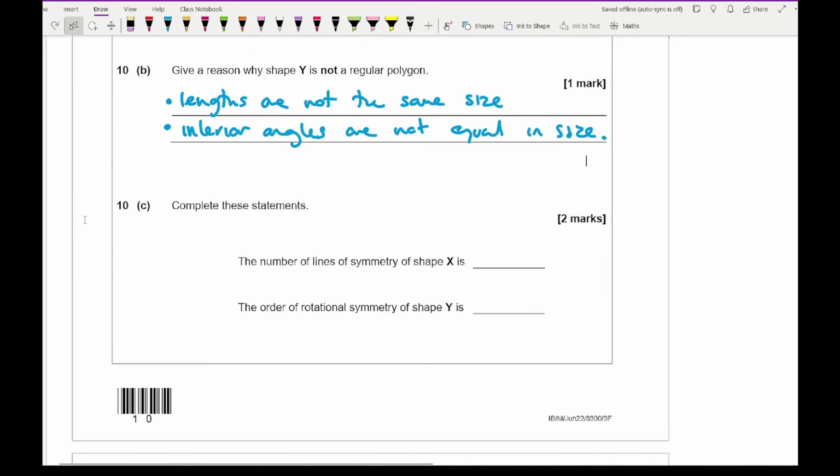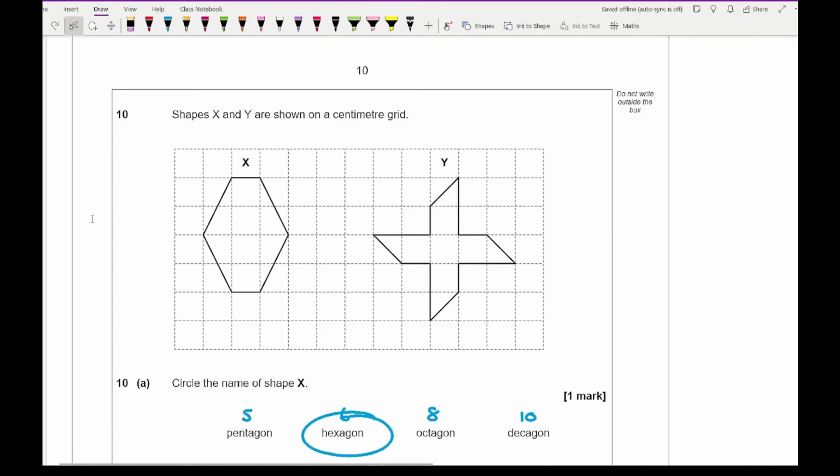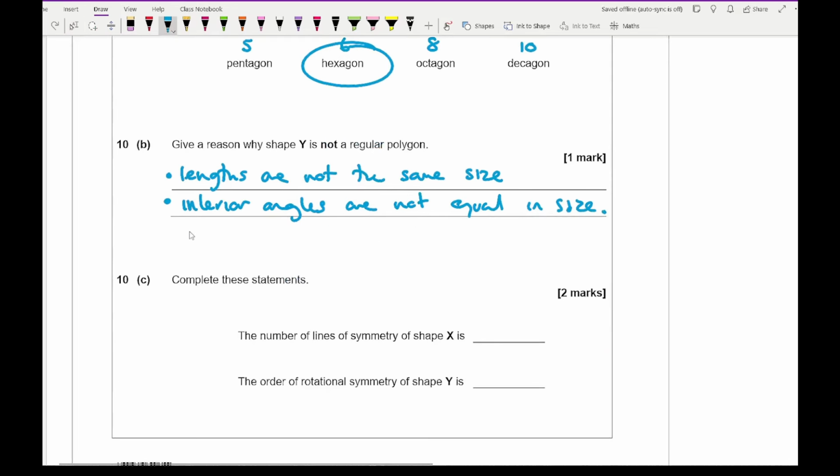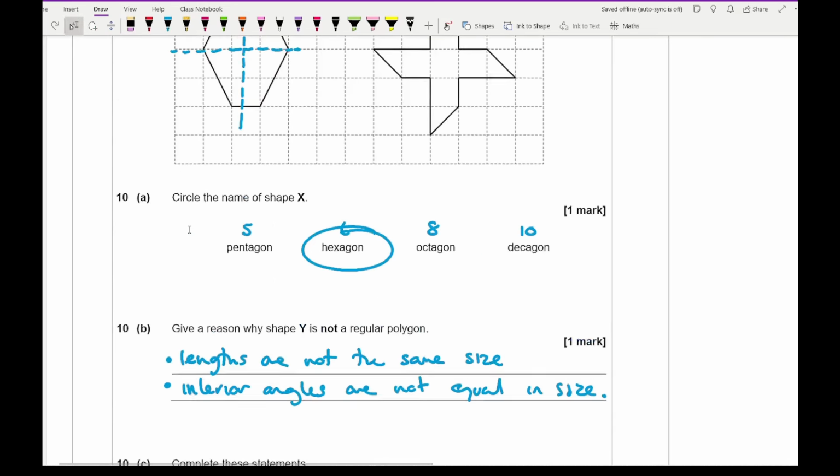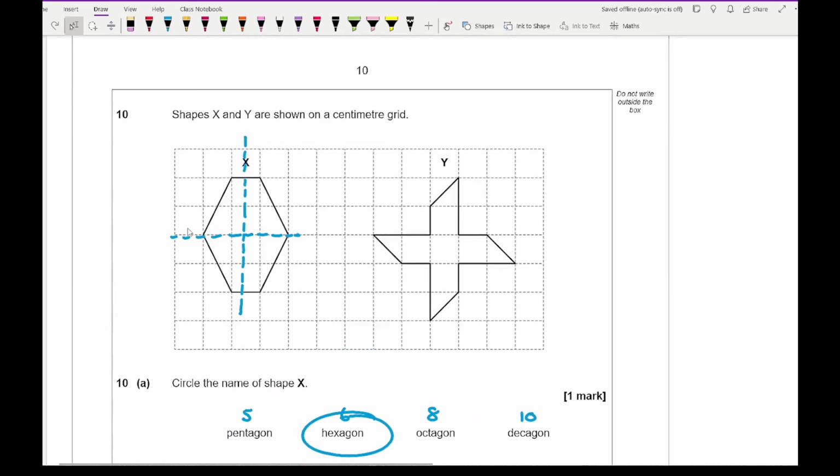Then moving on to 10C, it says complete these statements, the number of lines of symmetry in shape X. So if I go back to this, the lines of symmetry are, here's one and here is another, so that's going to be 2. And the order of rotation for shape Y is going to be 4.